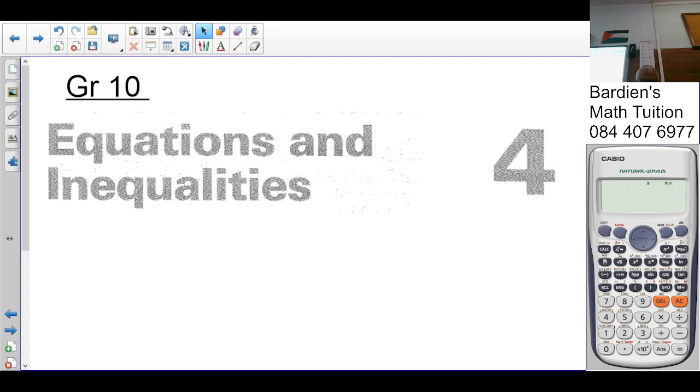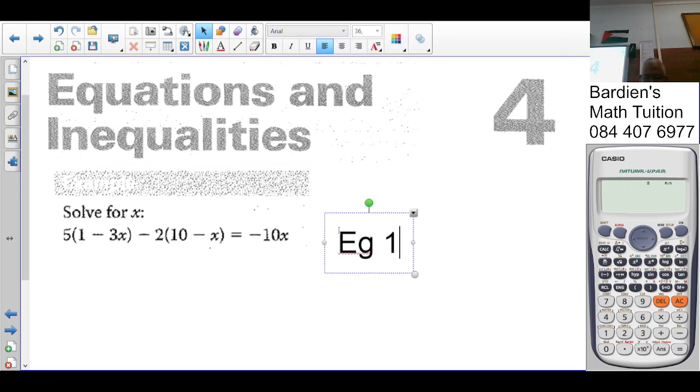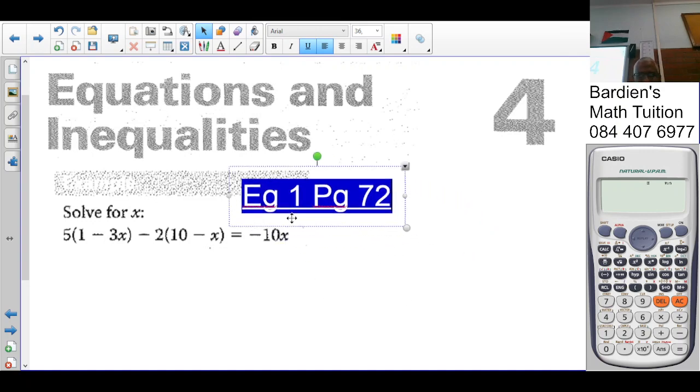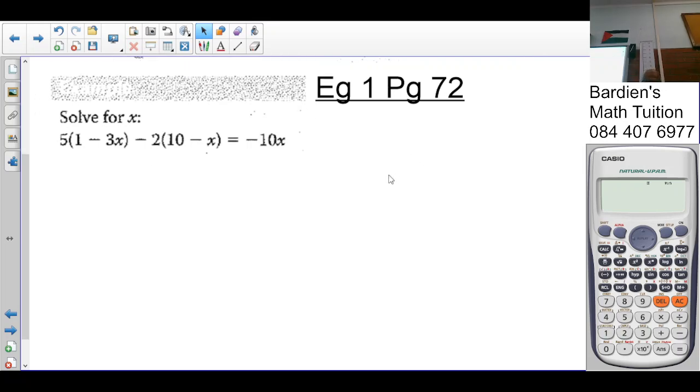So I'm looking at example 1 on page 72. As I know, it's fairly simple. Example 1, page 72. We are told to solve for x. So what's the first thing we need to do?